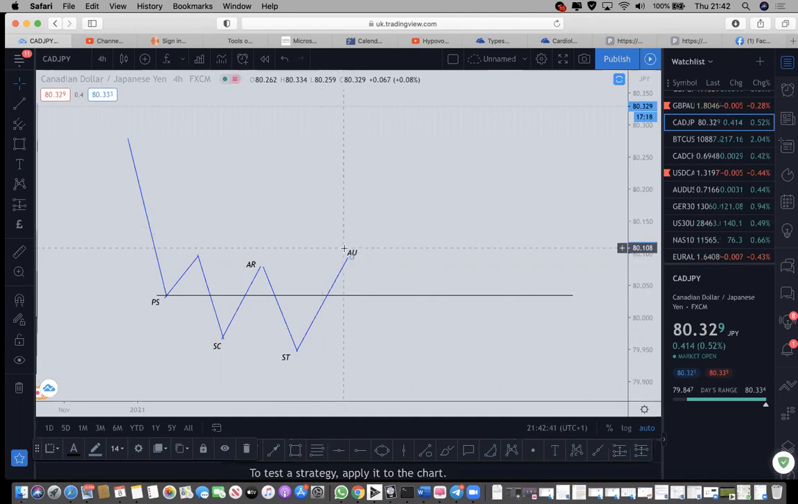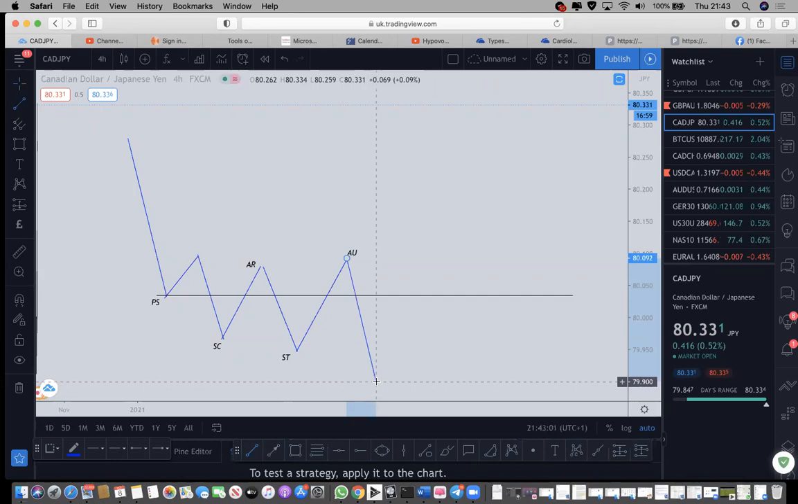The AU is a name that we give to the reaction away from the ST. And from the AU, once again, we're going to get a reaction all the way down to the favorite, what most of you really know about Wyckoff. In the chat box, what do you think that is? That's the spring. Thank you, Phil. The spring.